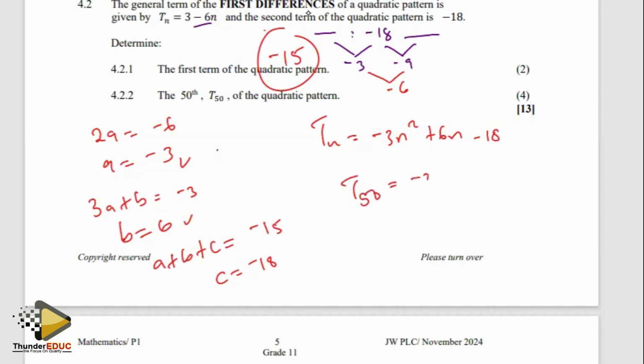T50 is going to be negative 3 times 50 squared plus 6 times 50 minus 18. This becomes negative 7218.